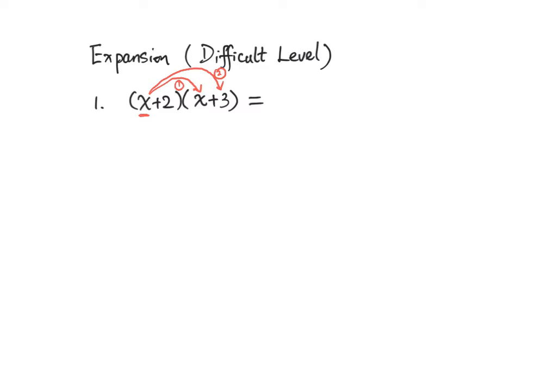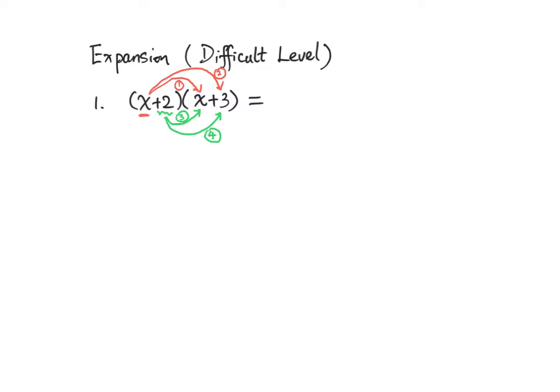And then we take the second term in the first bracket times all the terms in the second bracket. So this positive 2 times x, this is the third step. Positive 2 times positive 3, this is the fourth step.